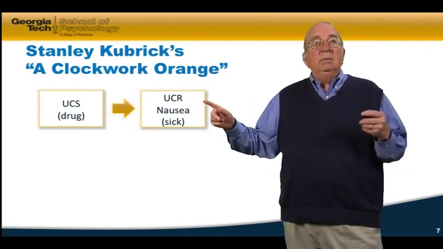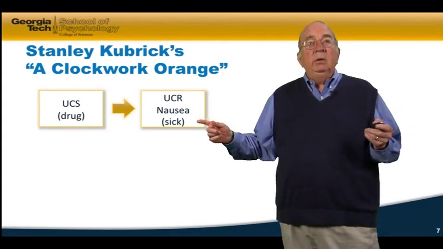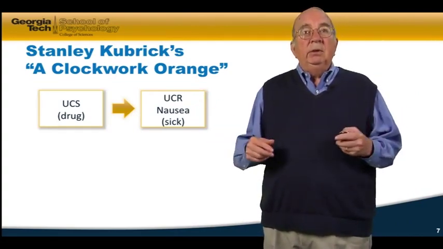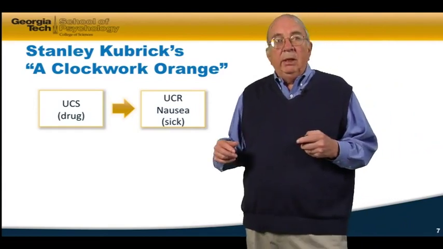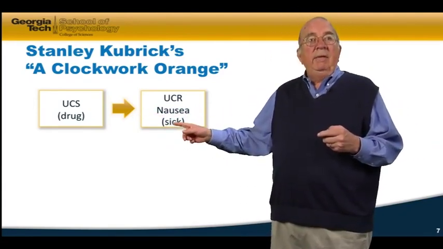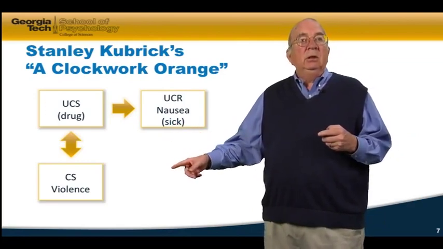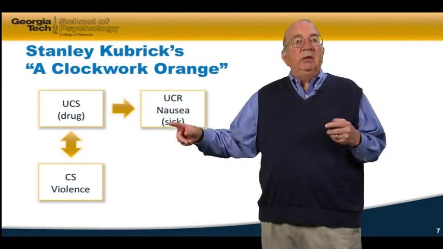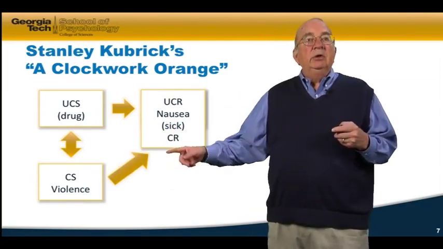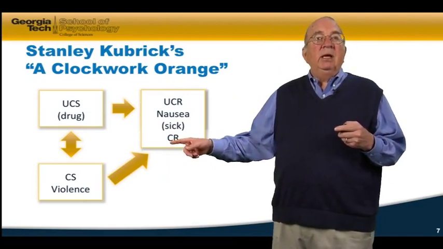What they did, they were these kids, and they would engage in very violent behavior and get lots of reinforcement from beating people up and doing other mean things to people. And so they produced a drug that produced nausea, and then they forced them to watch violent things on film while they were watching and having the effects of the drug. So violence as a conditioned stimulus produced nausea as a conditioned response.